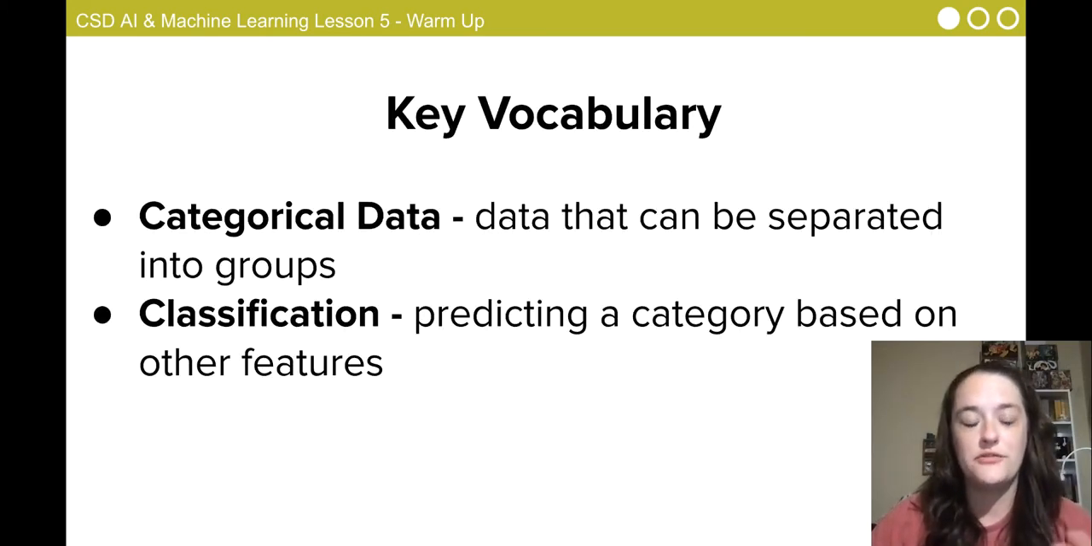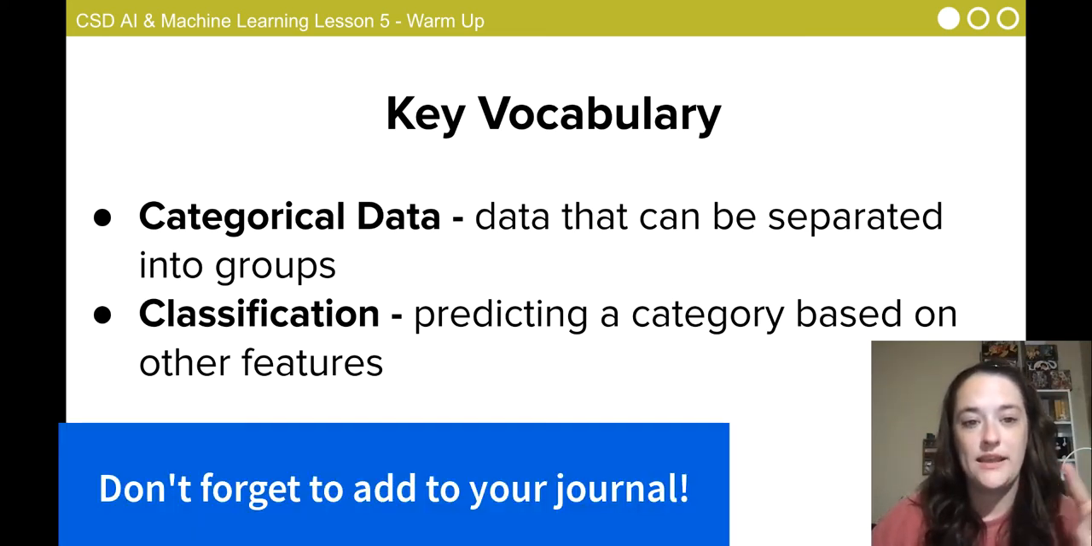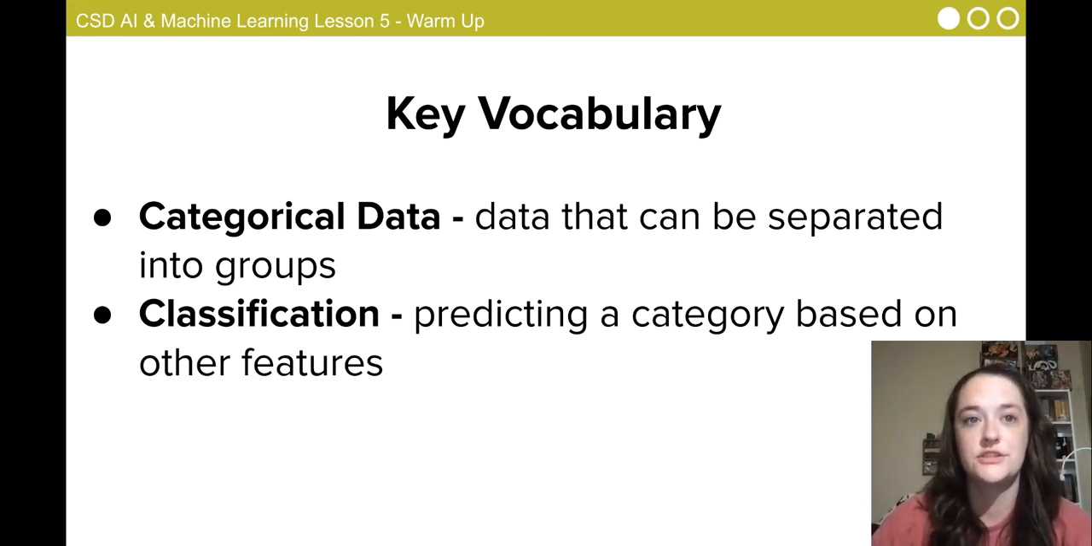Our key vocabulary for this lesson includes 2 words. Categorical data, which is data that can be separated into groups, and classification, which is predicting a category based on other features. Colors are an example of categorical data, which means they can be grouped into different categories like yellow or green or blue. And when we ask a computer to look at a color and tell us what it is, we're asking the computer to classify which color it belongs to.